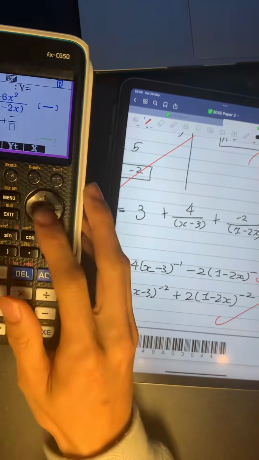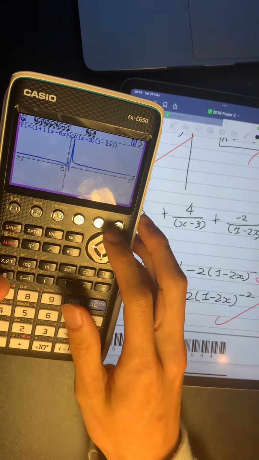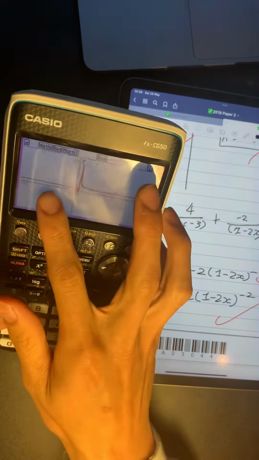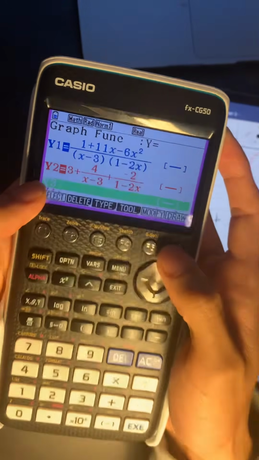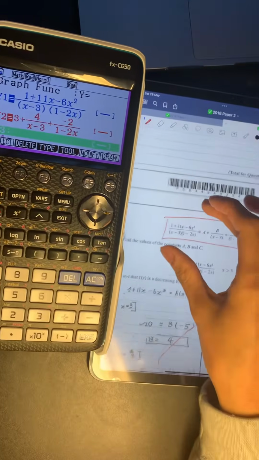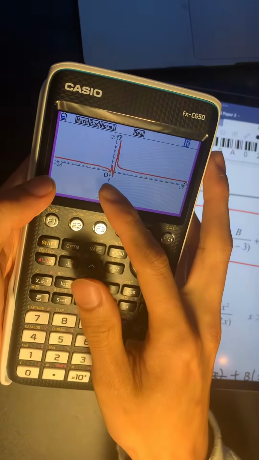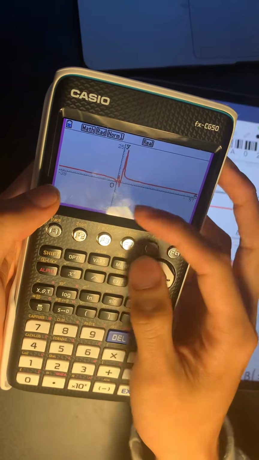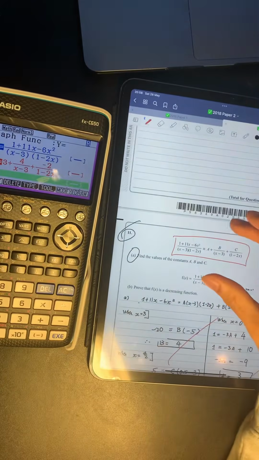Plus minus 2, 1 minus 2x. And if you draw that, you can see, right, I'll show you again. So the blue and the red should be exactly the same if your answer is correct, because they should be completely identical to each other. Red and blue are basically on top of each other. So that's how you know you got your answer correctly.